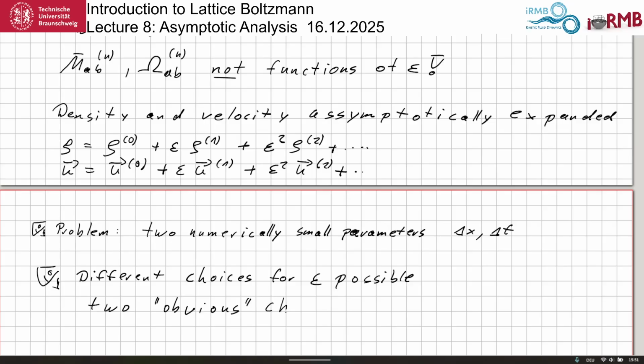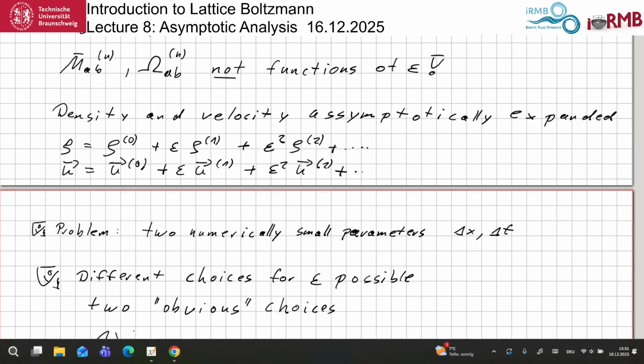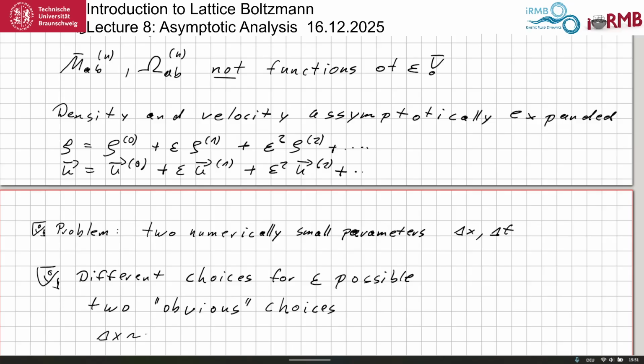So there are two obvious choices. The first one would be, as you said, delta x is proportional... Okay, I'll write. I'm using this symbol here to say this is proportional to. Both of them are proportional to epsilon. So what that would mean is that delta x by delta t would be constant, yeah?